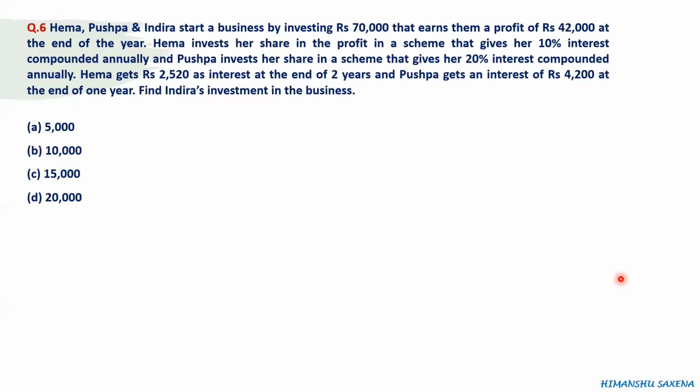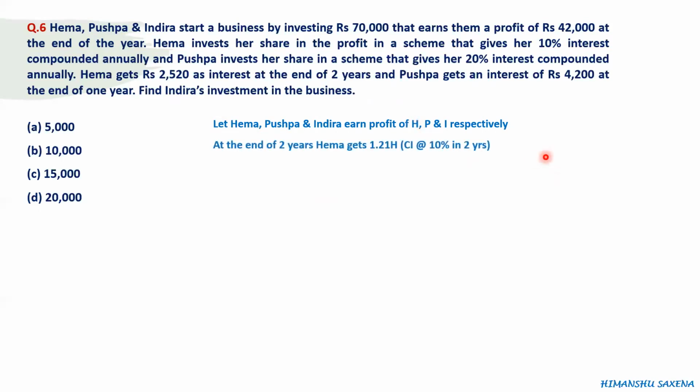Now this is a partnership question, right? Let Hema, Pushpa and Indra earn profit of H, P and I respectively. So we are using the initials of their names so that we easily remember whose profit is H, whose profit is P and whose profit is I.